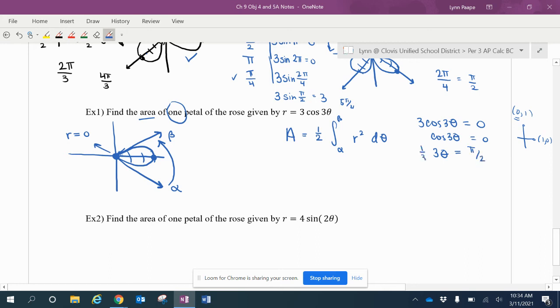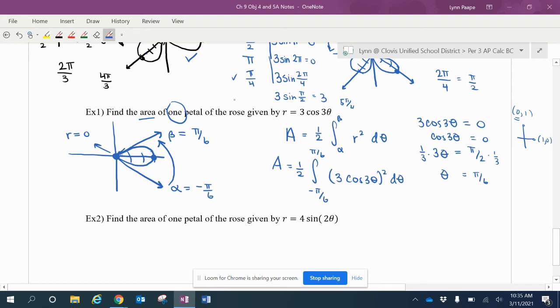And then finish solving, so then I'm going to multiply by 1/3, so then theta would equal pi over 6. So that would be what my beta is. Beta is pi over 6. So my alpha, due to symmetry, is just going to be negative pi over 6. So then my area would be 1/2, the integral from negative pi over 6 to positive pi over 6 of r squared d theta. And that would give me my area.